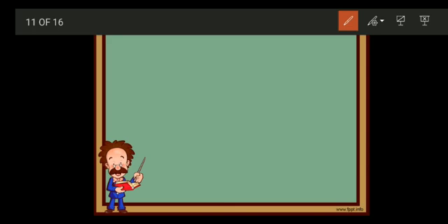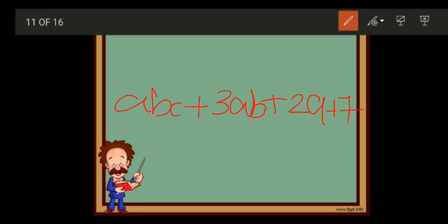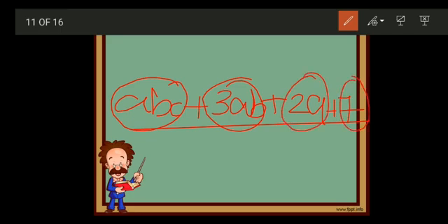Okay, I'll take an example of an algebraic expression like this: 3ABC plus 3AB plus 2A plus 7. Okay, this is an algebraic expression, and how many terms does it have? There are 4 terms, because this is one part, this is one part, this is one part, and this is one part. By adding all these 4 parts, we are getting an algebraic expression. So 3ABC is a term, 3AB is a term, 2A is a term, 7 is a term.